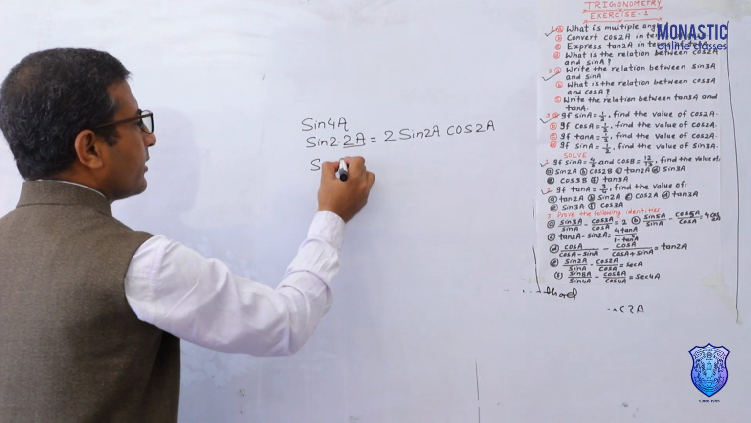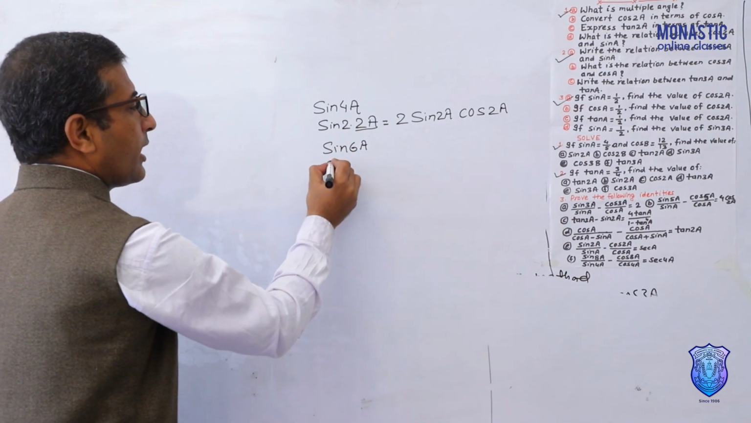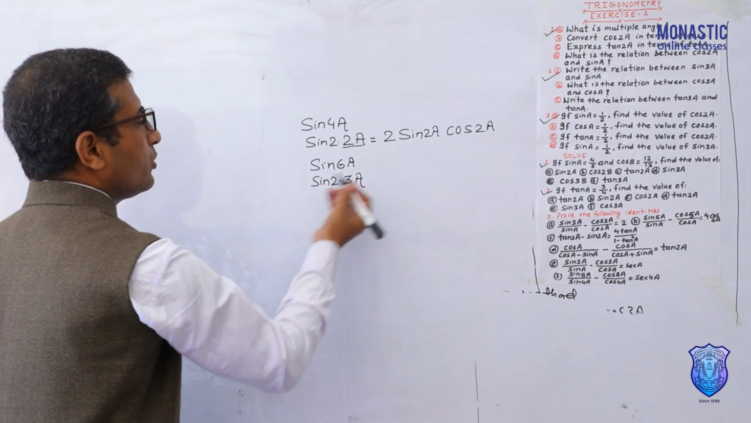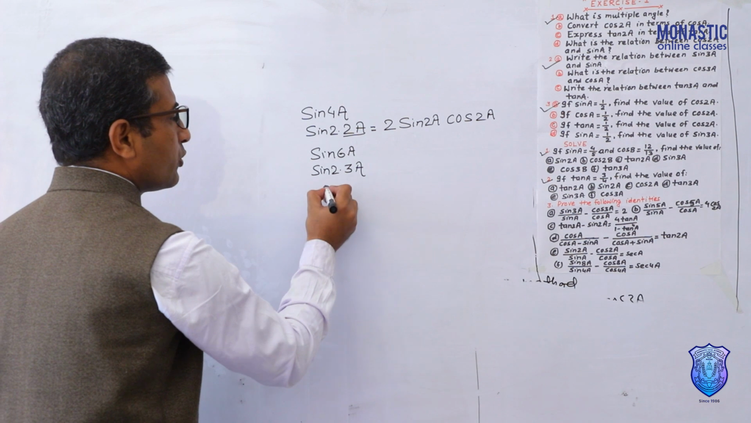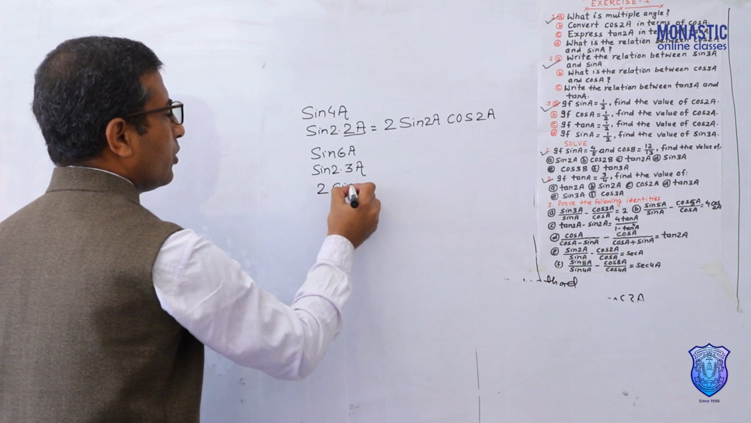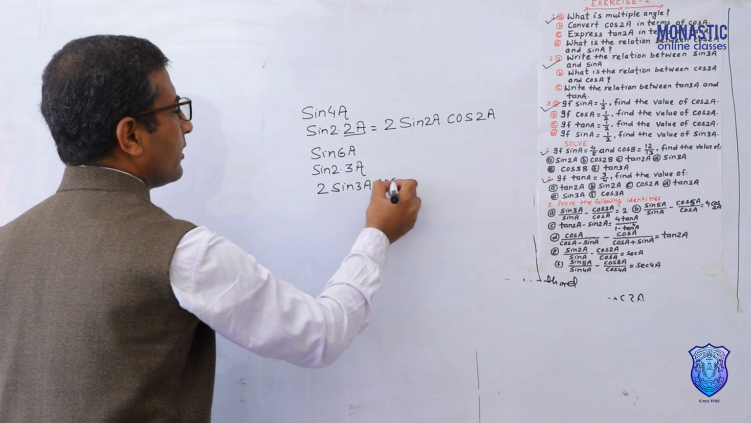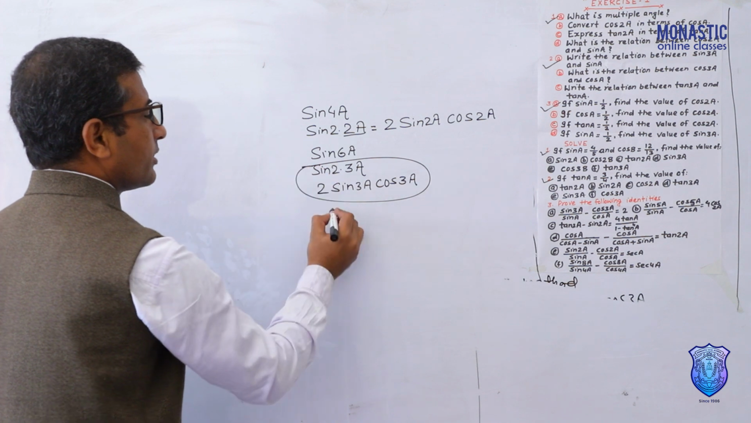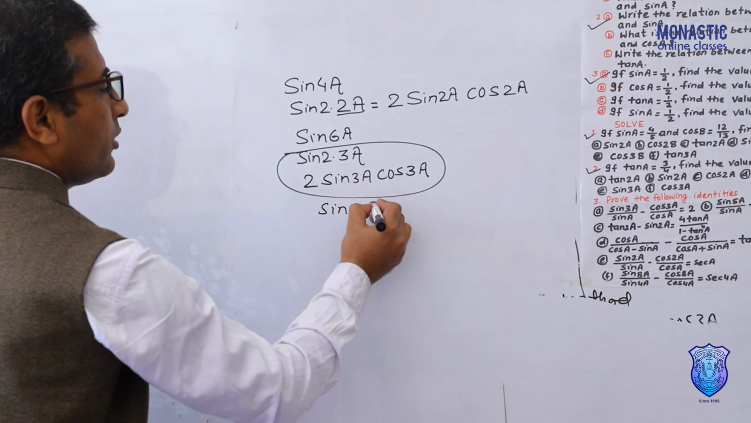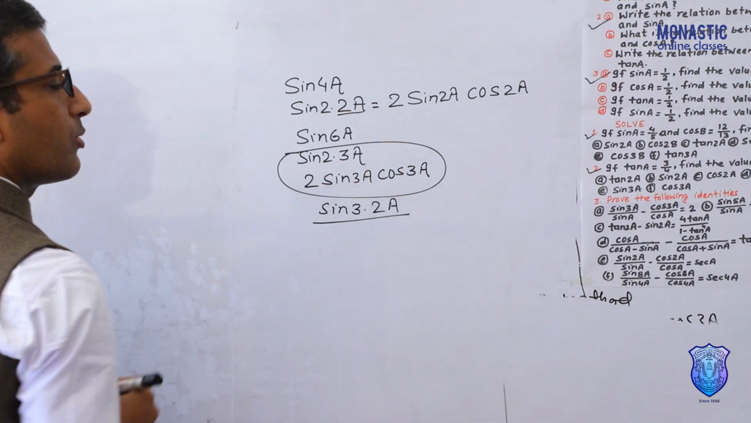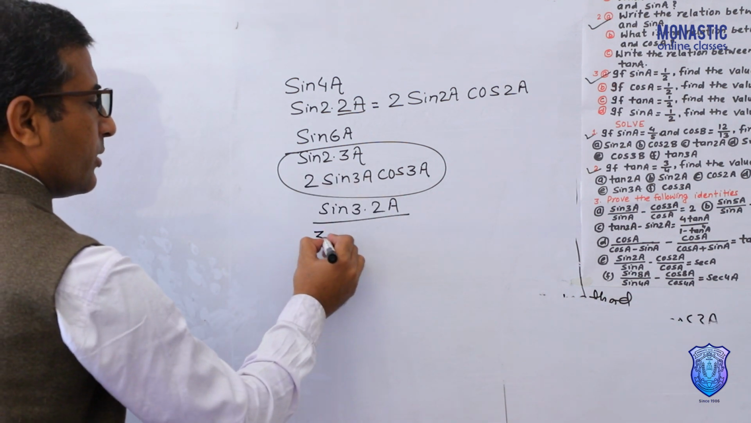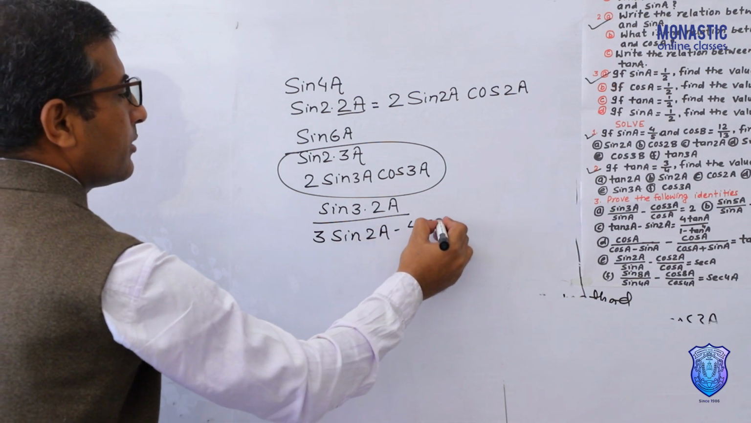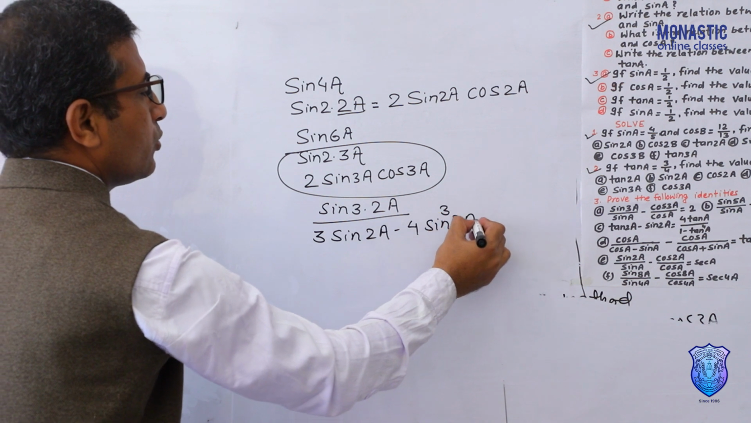Suppose it is sine 6A. We have to convert it into 3A. Then we can write 2 into 3A. The sine 2A formula is 2 sine A cos A. So 2 sine 3A cos 3A. Instead of this, if we required 3 into 2A, then that's the formula of sine 3A. It will be 3 sine 2A minus 4 sine cube 2A.